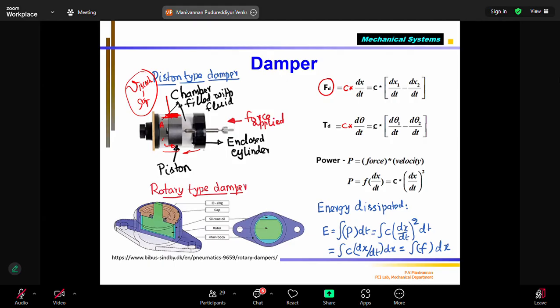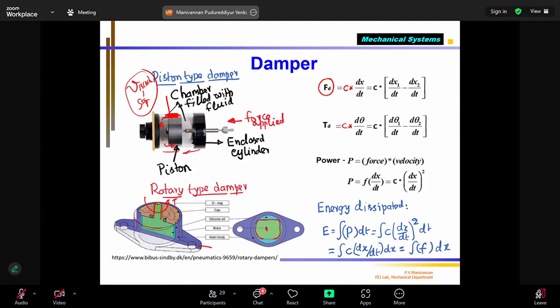There are two types of damper. If the piston is moving left and right, that is called a linear damper. Instead of that, another type of damper is also available, called a rotary type damper, in which again you have a cylinder, inside which you have a vane-like structure. This is the vane. And you can see the shaft is coming out. If I apply a torque to this, this is the body of the damper, nothing but the cylinder.